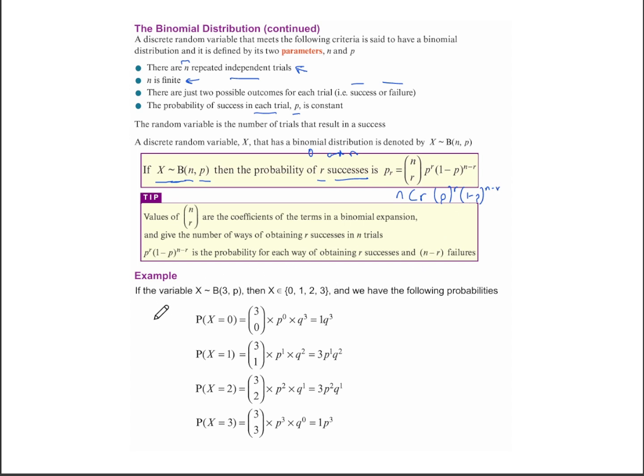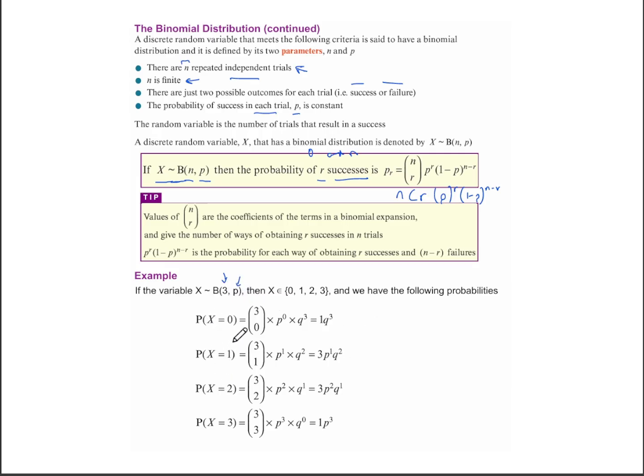It's an example that we see. If the variable X is distributed binomially with 3 independent trials and the probability of success being P, then X can either be 0, 1, 2, or 3, because there can be either 0 successes in those 3 trials, 1 success in those 3 trials, 2 successes, or all 3 successes in those 3 trials.